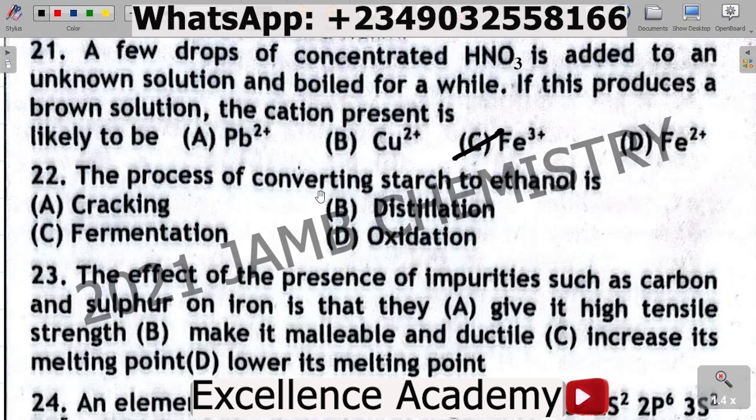Question 22. The process of converting starch to ethanol is A. Cracking, B. Distillation, C. Fermentation, D. Oxidation. For this question, you want to note that the correct answer is C, fermentation. Fermentation is the process that we use in the conversion of starch to ethanol.